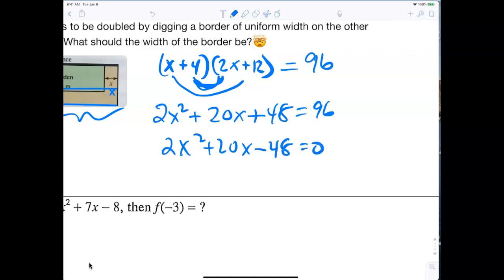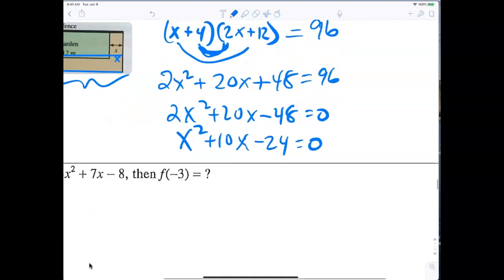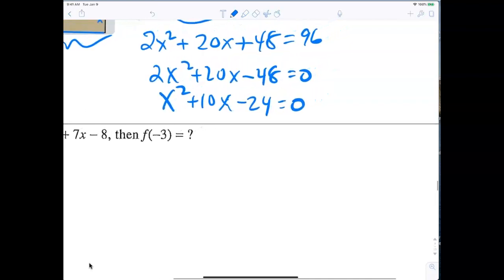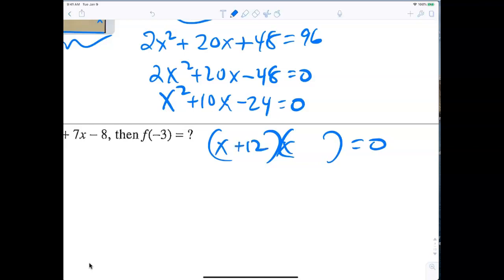So now what do I do? X squared plus 10x minus 24. Now please, I'm telling you, a lot of kids in last class made a mistake here on this factoring. What are we doing? X and x, and it would be what? Plus 12 minus 2. We're going to see why it's plus 12 and minus 2.